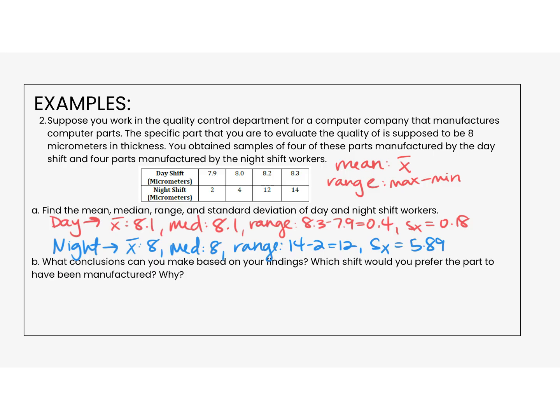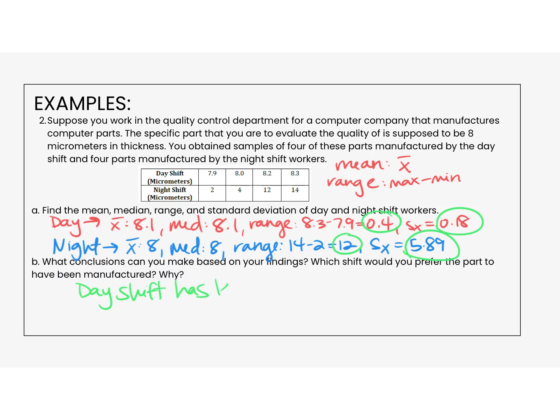So, what conclusions can you make based on your findings? Which shift would you prefer the part to be manufactured by? If we look at this, what this is telling us is that, even though the average, the mean and the median of the night shift are 8, if we look at the range for both and the standard deviation for both, the day shift is much smaller.